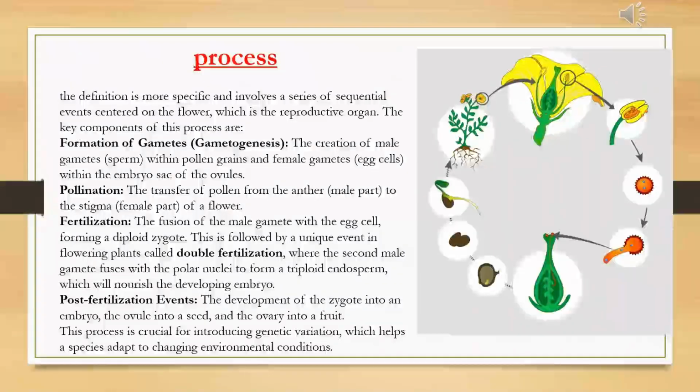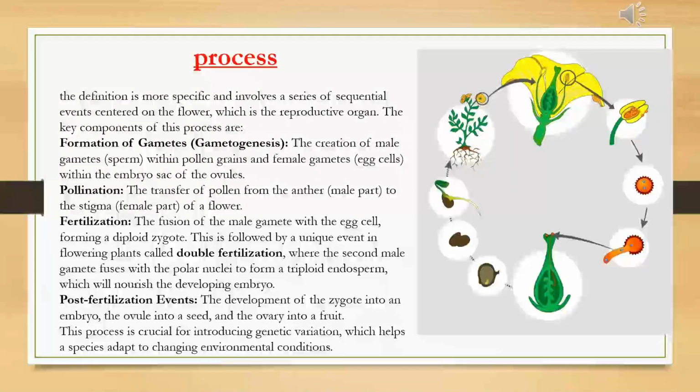The first step of this process is the formation of gametes. This process is also called gametogenesis. It is the creation of male gametes, also called sperm, within pollen grains, and female gametes, also called egg cells, within the embryo sac of the ovules. The second one is pollination: the transfer of pollen from the anther, which is also called the male part, to the stigma.